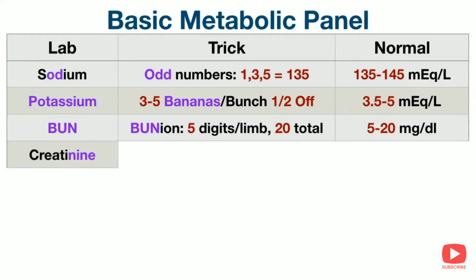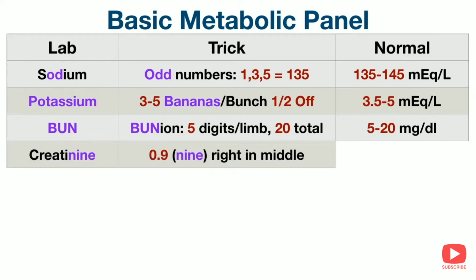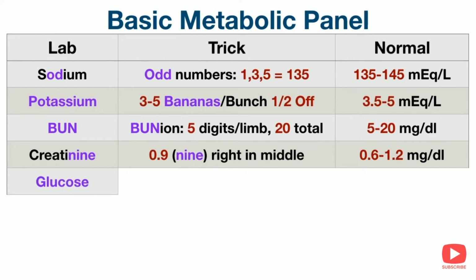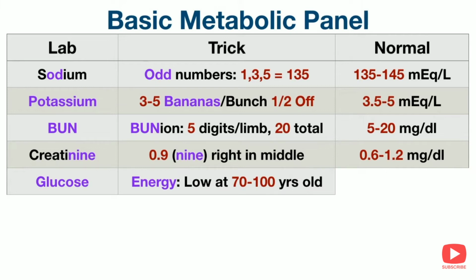Next, we have creatinine, which also looks at renal function. You can use the word 9 in creatinine to remember 0.9, which is right in the middle of the normal range. A normal range for creatinine is about 0.6 to 1.2. Next, we have glucose. When you think of glucose, think of energy. And our energy starts to decline during our elderly years, especially when we're 70 to 100 years old. This will help you remember the normal range for glucose is 70 to 100.